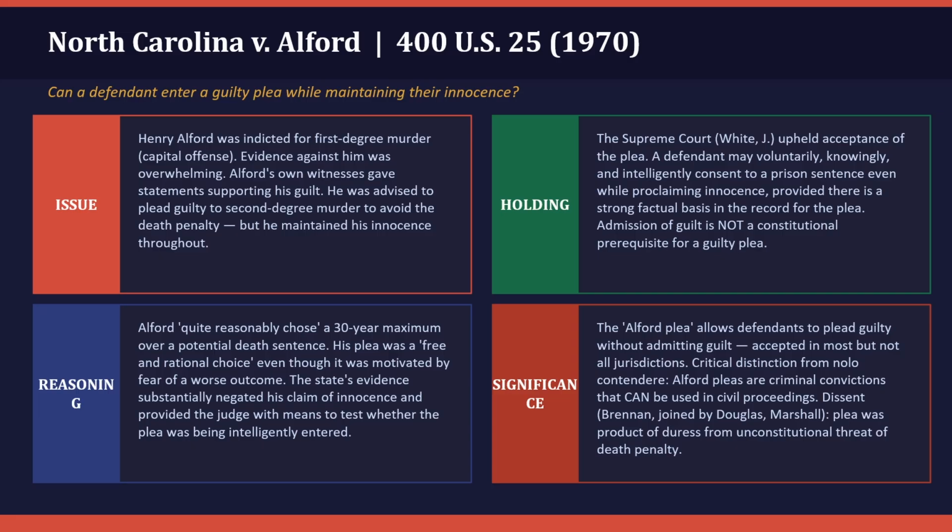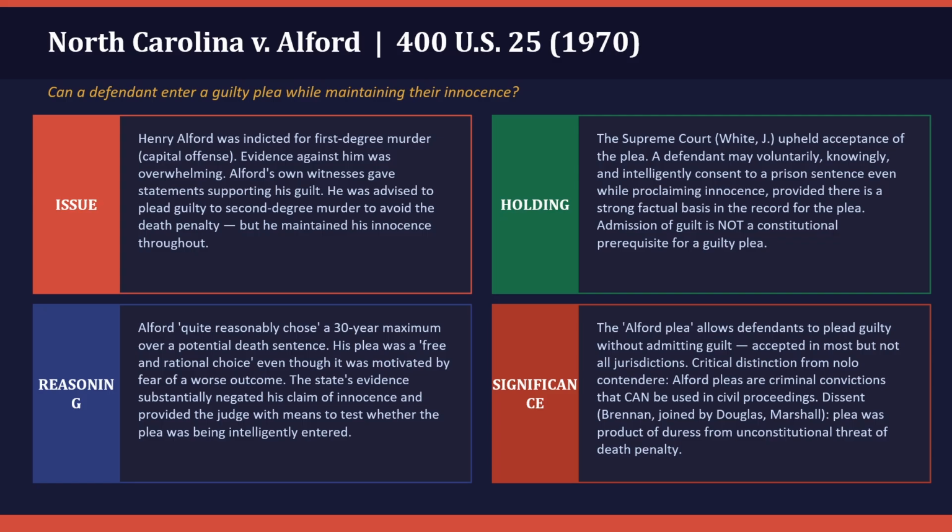North Carolina v. Alford is one of the most important and most debated cases in the history of guilty pleas. Henry Alford was indicted for first-degree murder, a capital offense in North Carolina. His lawyer questioned all but one of the witnesses Alford claimed would support his innocence. Not only did these witnesses not support Alford, they gave statements that strongly indicated his guilt. The prosecutor agreed to accept a plea to second-degree murder in exchange for sparing Alford from the possibility of death.